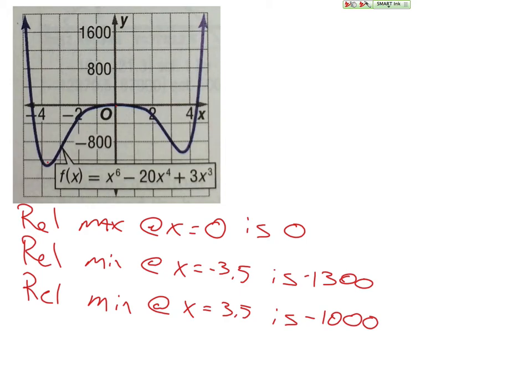So, Bobby, what is my justification on why there is a maximum at x equals 0? Why is there a relative maximum at x equals 0? What's my justification?